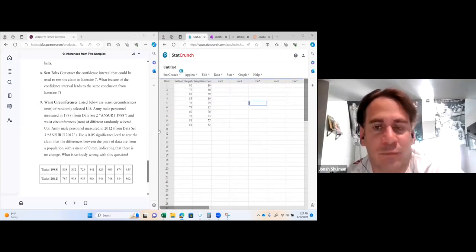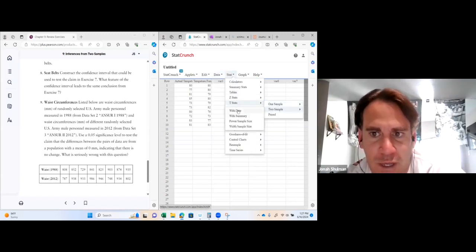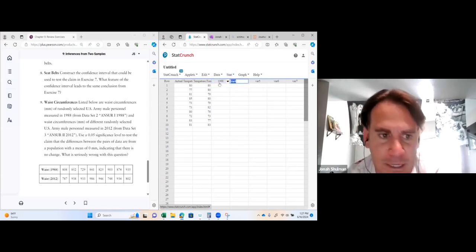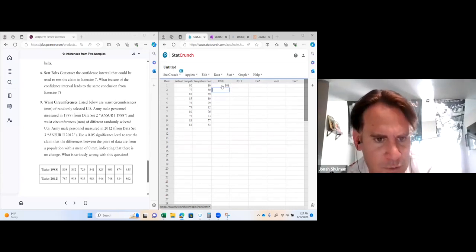Okay. So basically to do this one, all you have to do is go to stats, T-stats, 2 samples with data. But I have to write the data. All right, so 1988, 2012. So 808, 852, 729, 841. You'll see that now the degrees of freedom will be two less instead of one less.